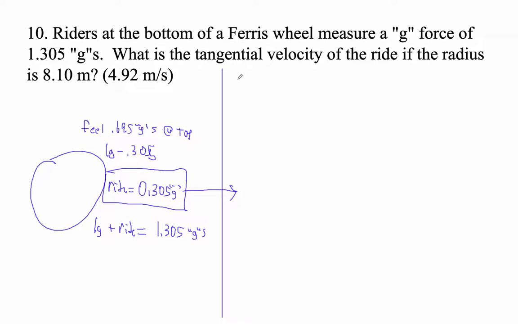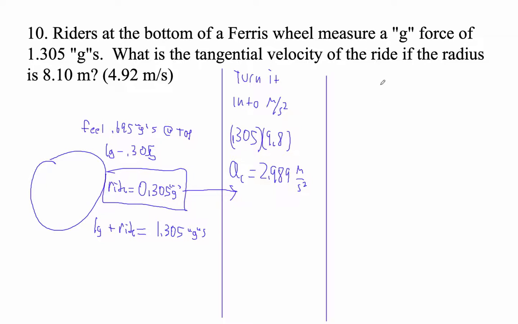So the next step is to turn it into meters per second squared. It's exactly the opposite, right? To turn meters per second squared into g's, we divide by 9.8. But to go from g's to meters per second squared, you just multiply by 9.8. So 0.305 times 9.8 is 2.989. Centripetal acceleration is 2.989 meters per second squared, right? So that's your second step.